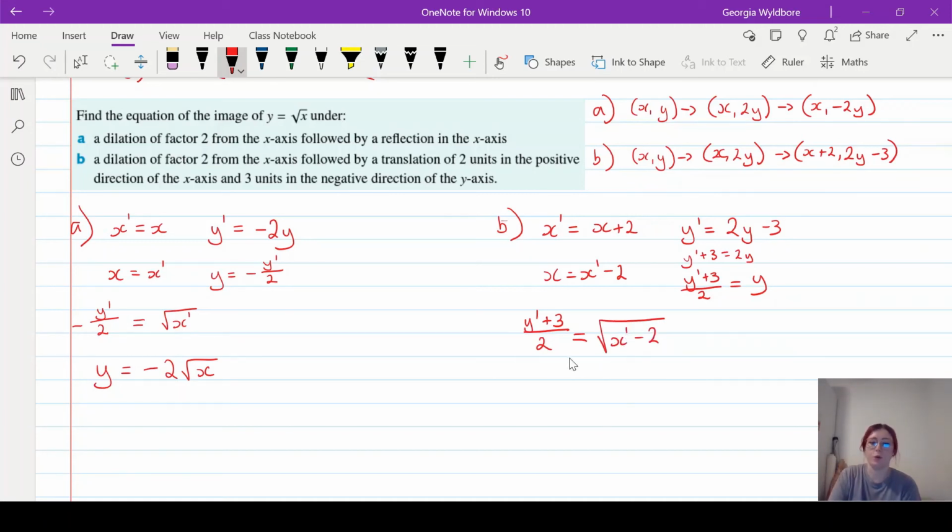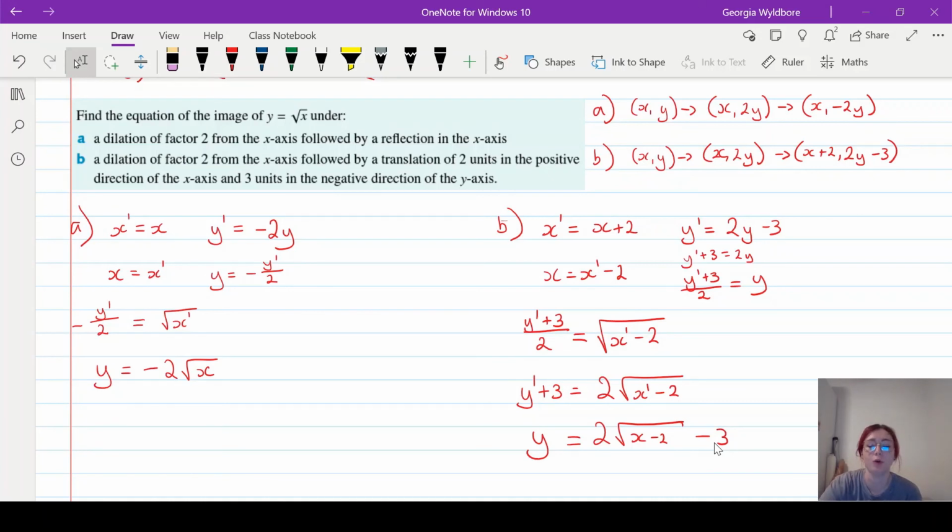And then again, we just want to rearrange that. So I'll do it in 2 steps just to save errors. So y dash plus 3 is going to be 2 root x dash minus 2, and we want to add 3 to that. So our final equation becomes y equals 2 root (x minus 2) minus 3.